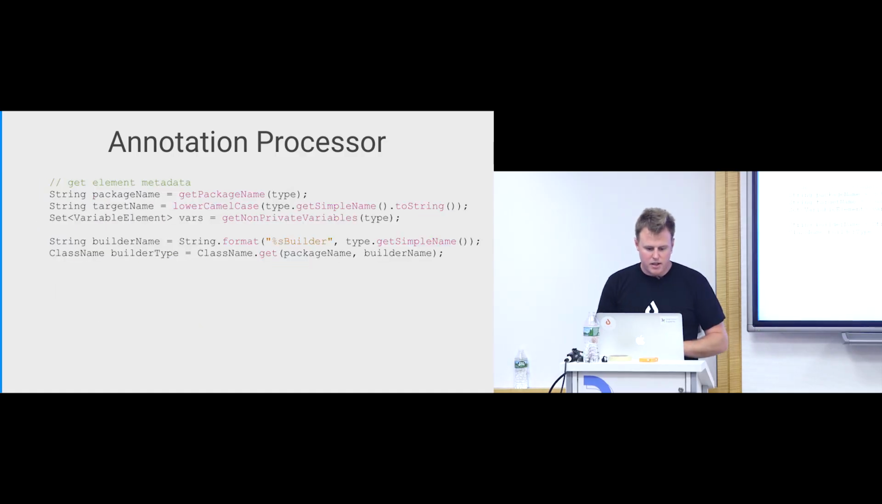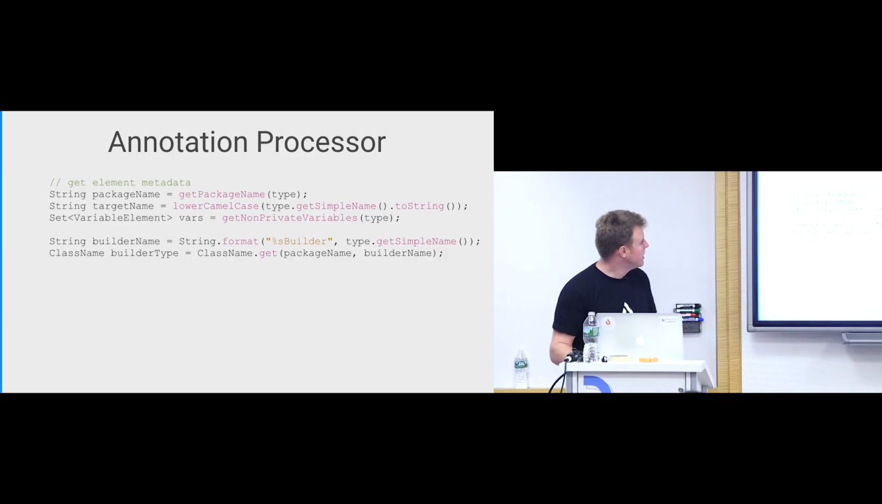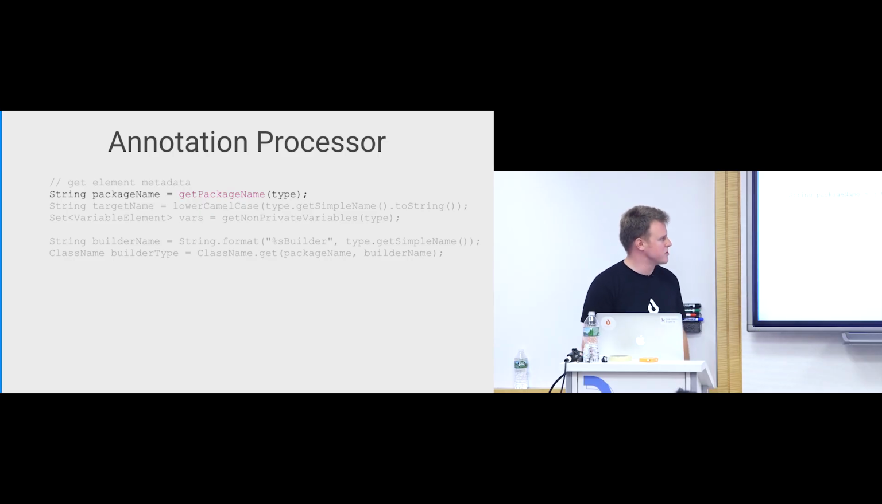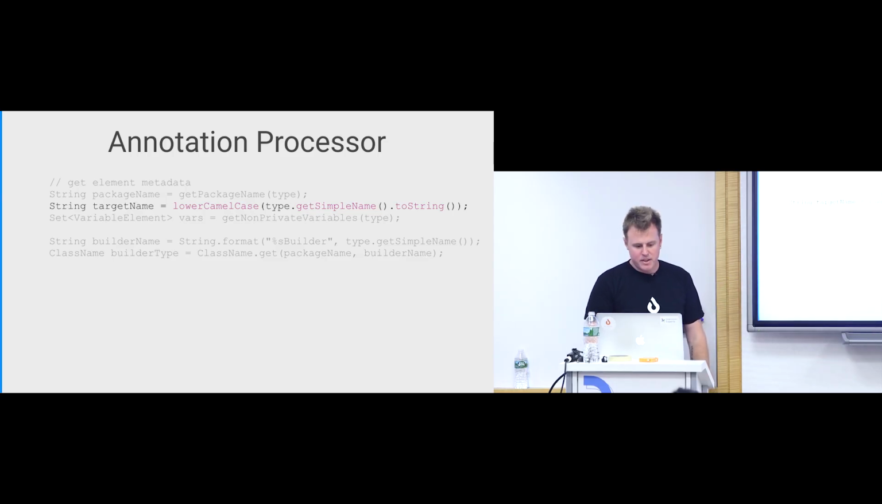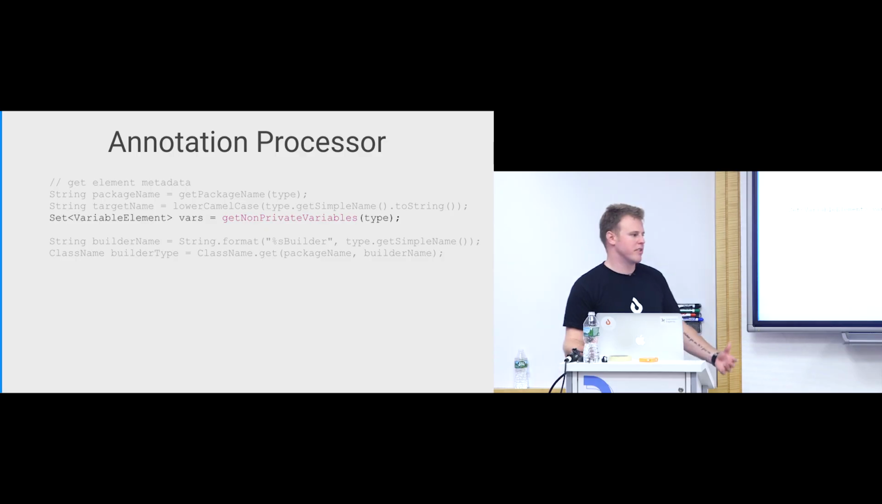So, we start with getting the element metadata. And this is sort of the code-heavy part. But we're just going to step through this. I've got a method there to get the package name out of the element type. You would think this would be easier since these are all represented as objects, but basically what you do is you just get the fully qualified package name and cut off after the last period. So that part's kind of barbaric. We get the target name, which we have to lower camel case the simple name of the type. And then we get all of the non-private variables.